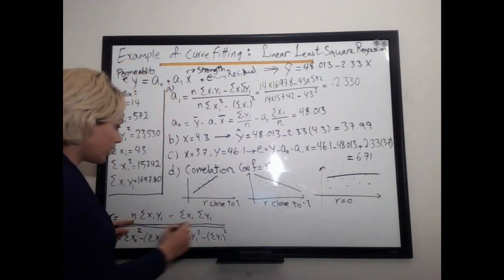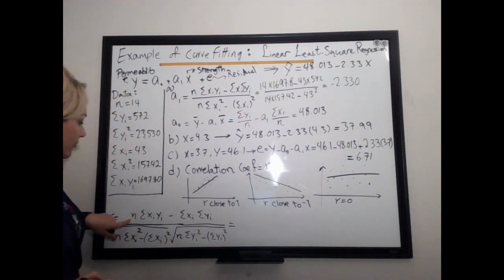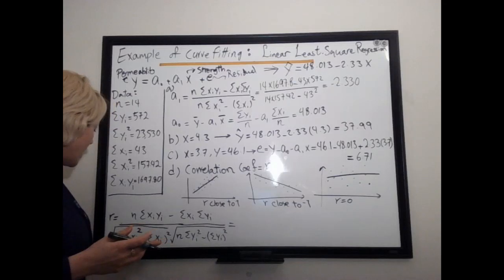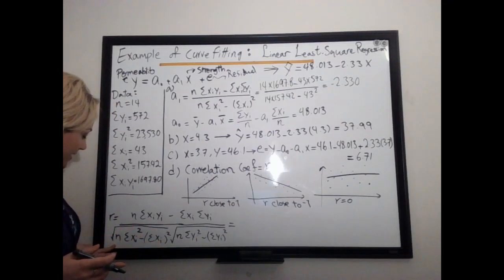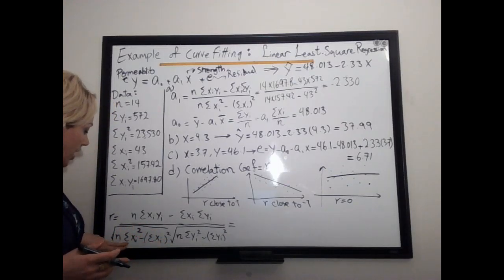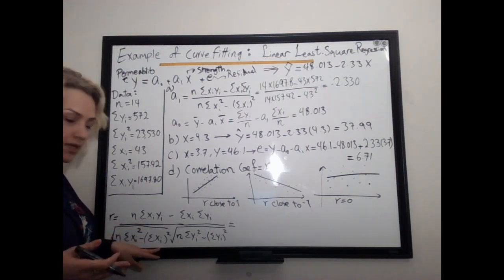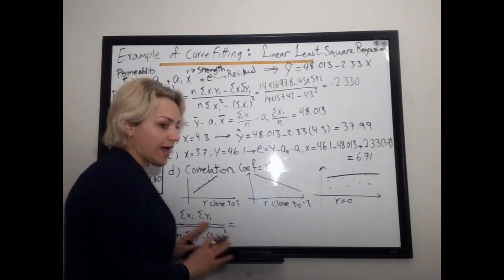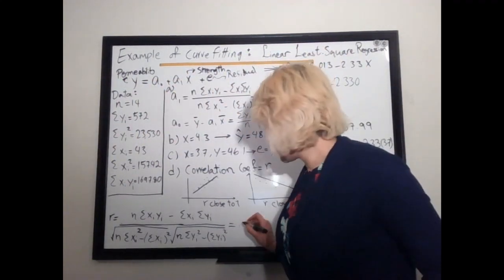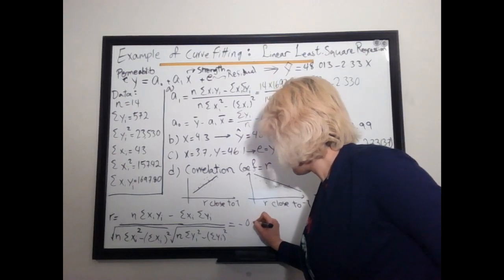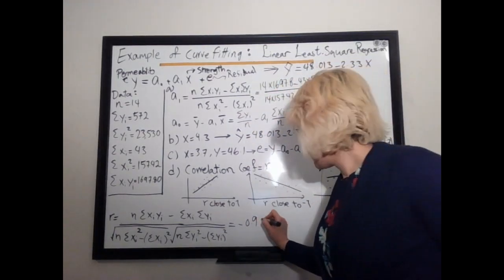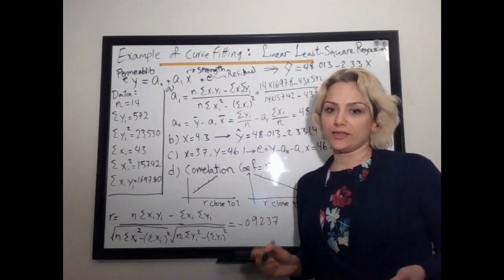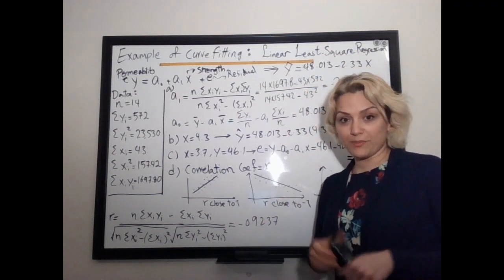So what are we going to do? We are going to put all of these numbers in: n times the sum of xi yi minus the sum of xi times the sum of yi. And on the bottom, I have the square root of n times the sum of xi squared minus the sum of xi, squared. So we're going to replace all of the numbers here. And when we did that, the final value is going to be minus 0.9237. So it's like negative 92%. It's close to 1, but it's negative.